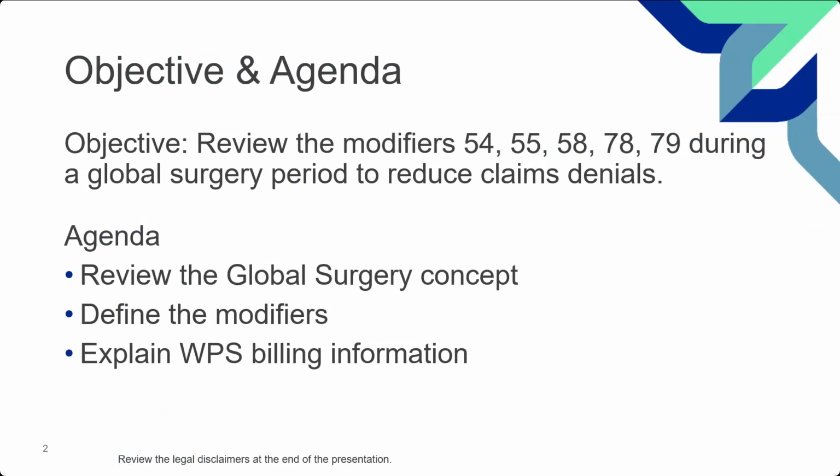Today, our objective is to review the modifiers, and we want to talk just about the global surgery period. What we're doing is trying to reduce your claim denials. If we can reduce those claim denials, hopefully that will help you out. So we've done a little bit of data to look at this and determine this is what needs to be done.